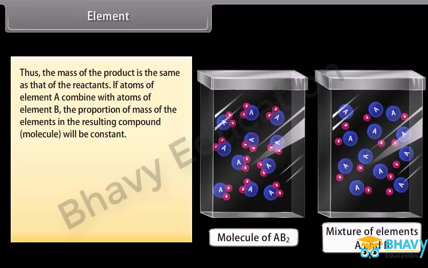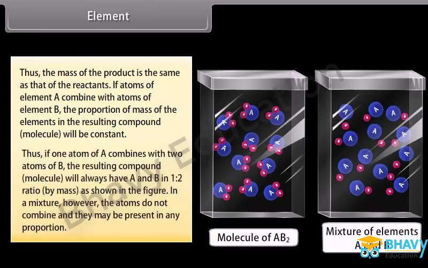If atoms of element A combine with atoms of element B, the proportion of mass of the elements in the resulting compound molecule will be constant. Thus, if one atom of A combines with two atoms of B, the resulting compound molecule will always have A and B in 1:2 ratio by mass as shown in the figure. In a mixture, however, the atoms do not combine and they may be present in any proportion.